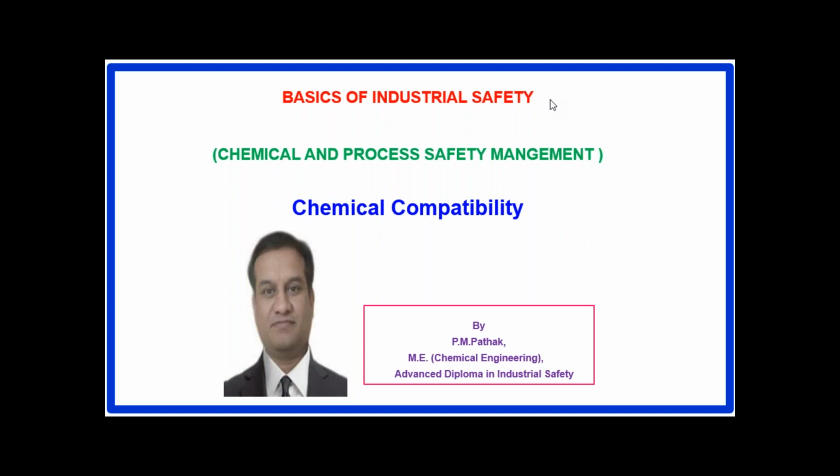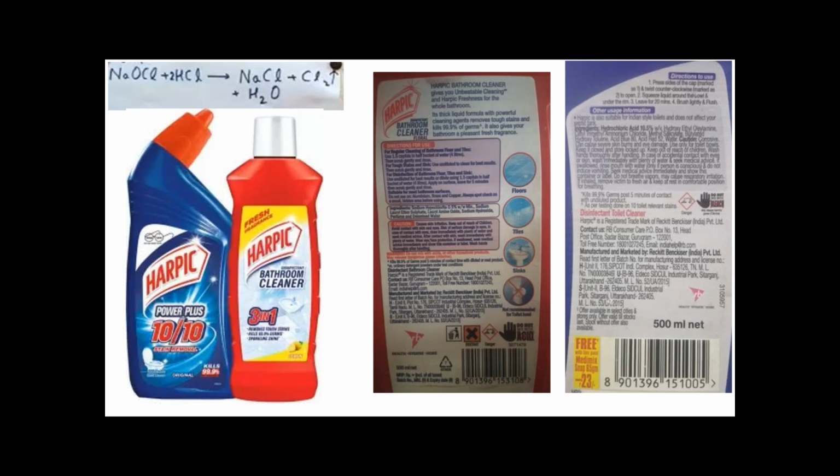So let us discuss a daily life example. Most people know about the Harpic product, one of which is a toilet cleaner and the second is a bathroom cleaner. On the label itself, it is clearly mentioned that the red color Harpic is a bathroom cleaner and the blue color Harpic is a toilet cleaner.